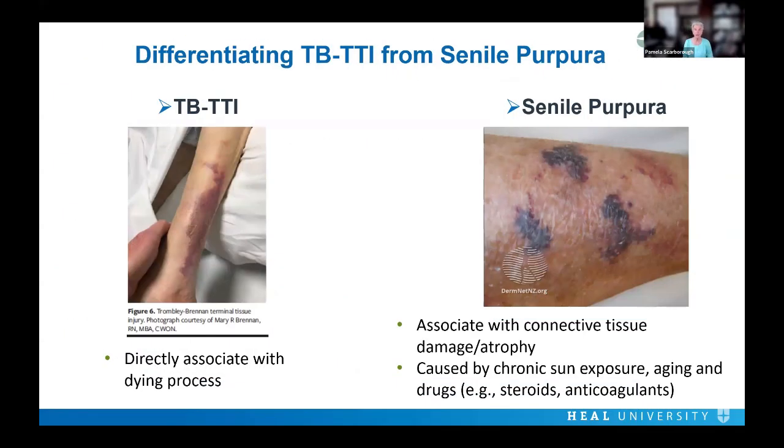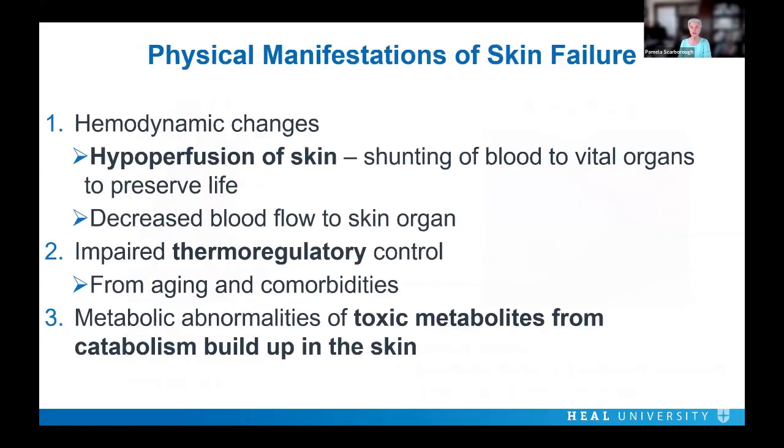And this is another Trombley-Brennan on the left, and on the right is senile purpura, which usually happens with skin that's getting fragile. Skin gets more fragile when it's had a lot of sun on it, with the aging process, with drugs, particularly steroids, and anticoagulants can also cause some issues.